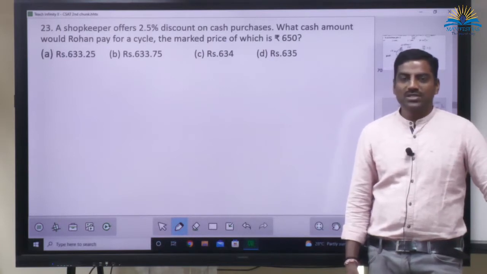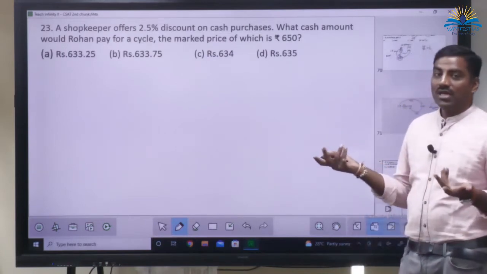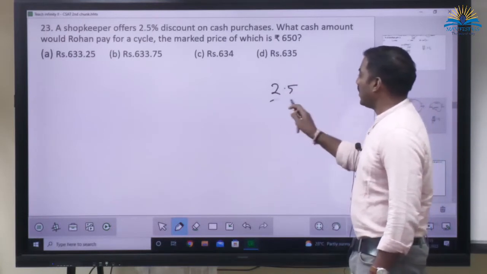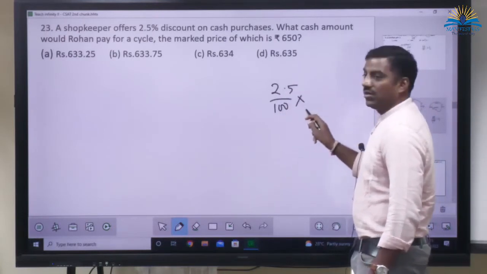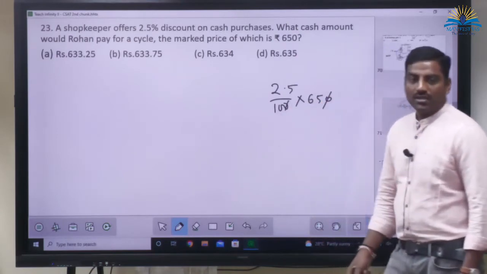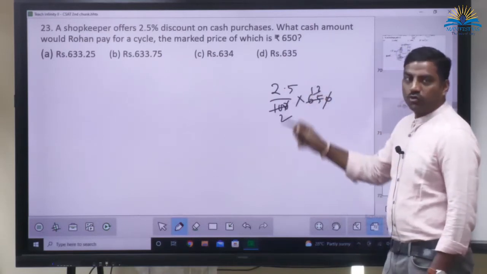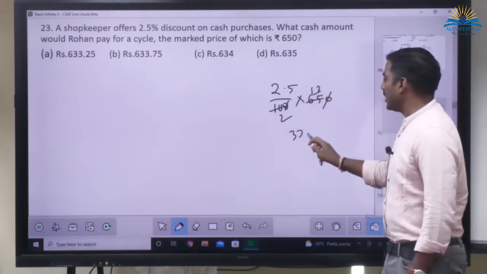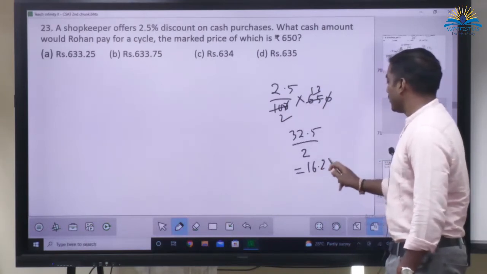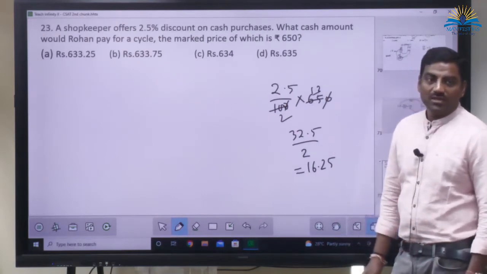You tell me the discount percentage, total discount. 2.5% of 650. I am telling the answer here. 2.5% of 650. The zeros get cancelled. 5 2s are 10, 5 13s are 65. 13 into 2.5, that is 32.5 divided by 2. This is nothing but 16.25. So subtract this 16.25 from 650.